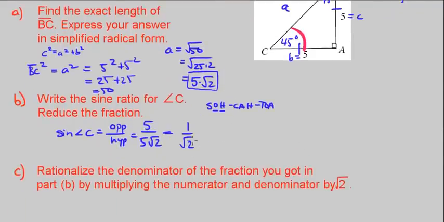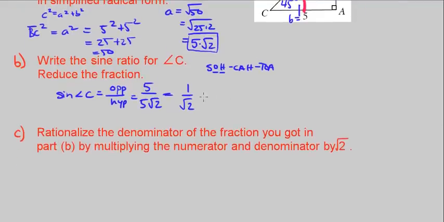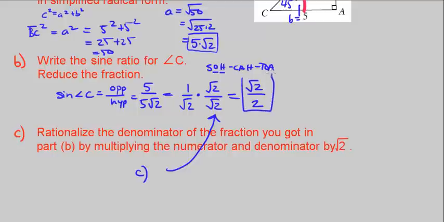We don't want a square root in the denominator, and that's going to be part C. Normally, I would go ahead and do part C up here. So let's do that. Part C is going to be right here, right? It says rationalize the denominator of the fraction you got in part B by multiplying the numerator and denominator by square root of 2. Okay, so multiplying the numerator by square root of 2 and denominator by square root of 2 is just multiplying by 1. Okay, so this right here is part C. We multiply across, we get square root of 2 in the numerator, and square root of 2 times square root of 2 is just 2 in the denominator. Okay, so this here is simplified radical form and doesn't have a square root in the denominator, right? So it's a rationalized denominator.